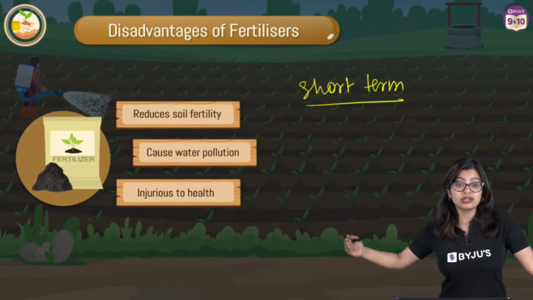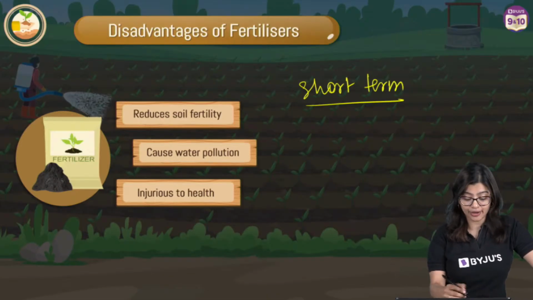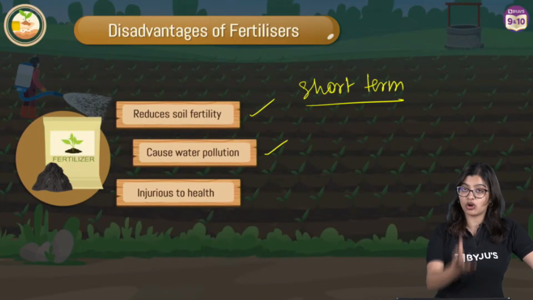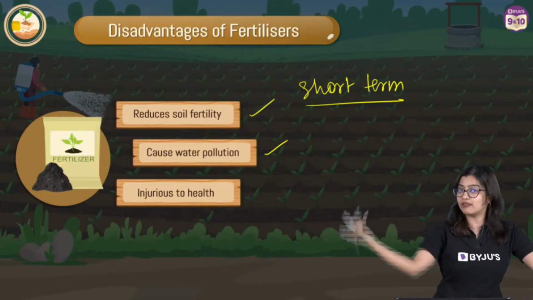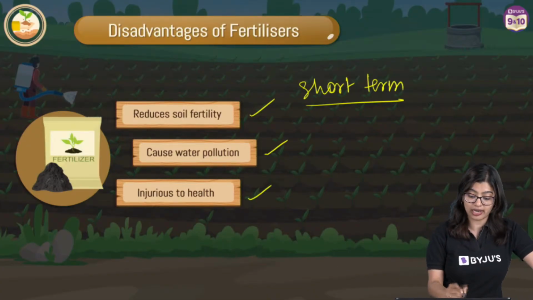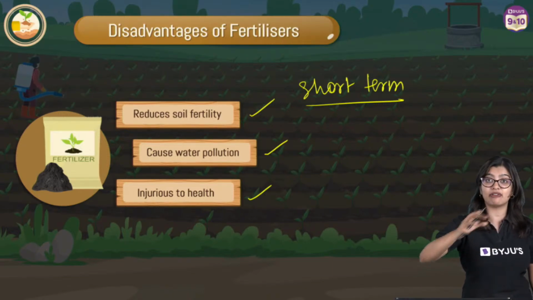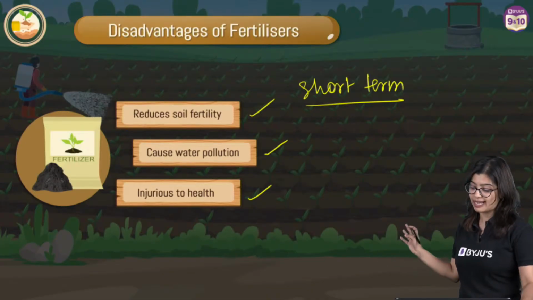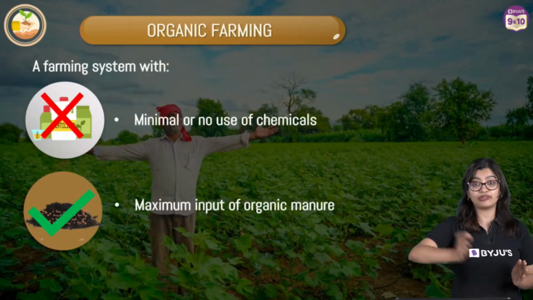So on the long scale, what would be a better approach? We know that if you keep using it for a long period of time, it will reduce the soil fertility, it will cause water pollution, because whatever runoff from the agricultural fields is there will go to the water, and eventually what will happen? It will cause water pollution, and in some cases it could be injurious to health, because when you spray fertilizers, it is ingested by the body. So again, not good for our health as well.